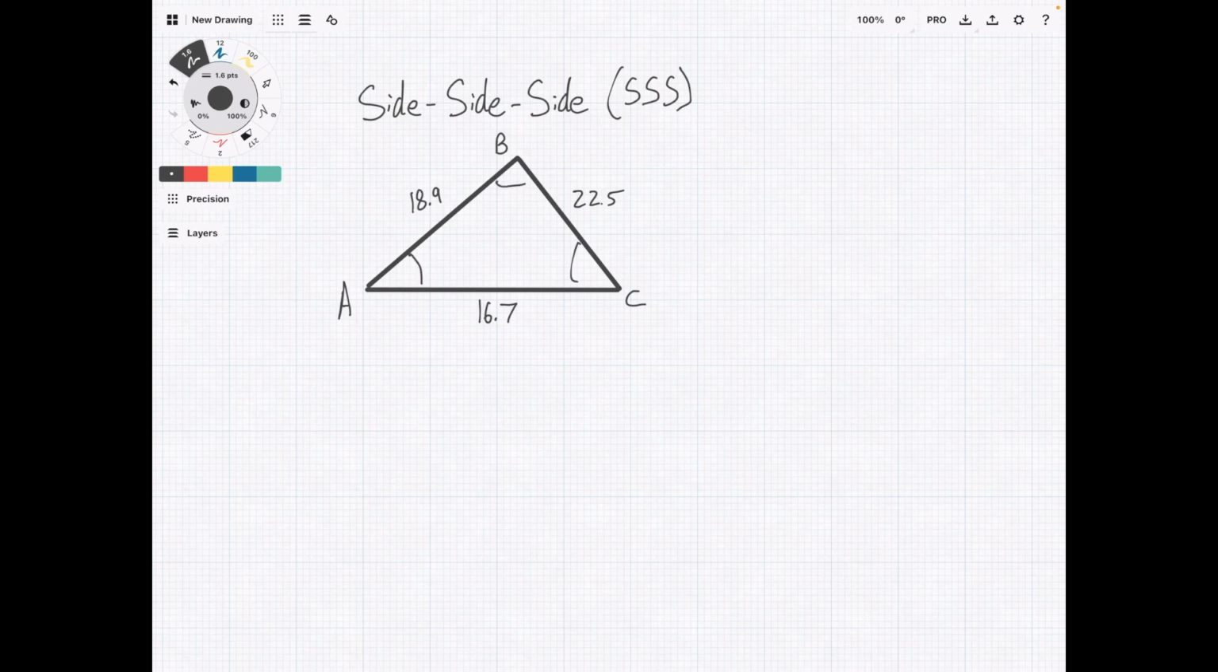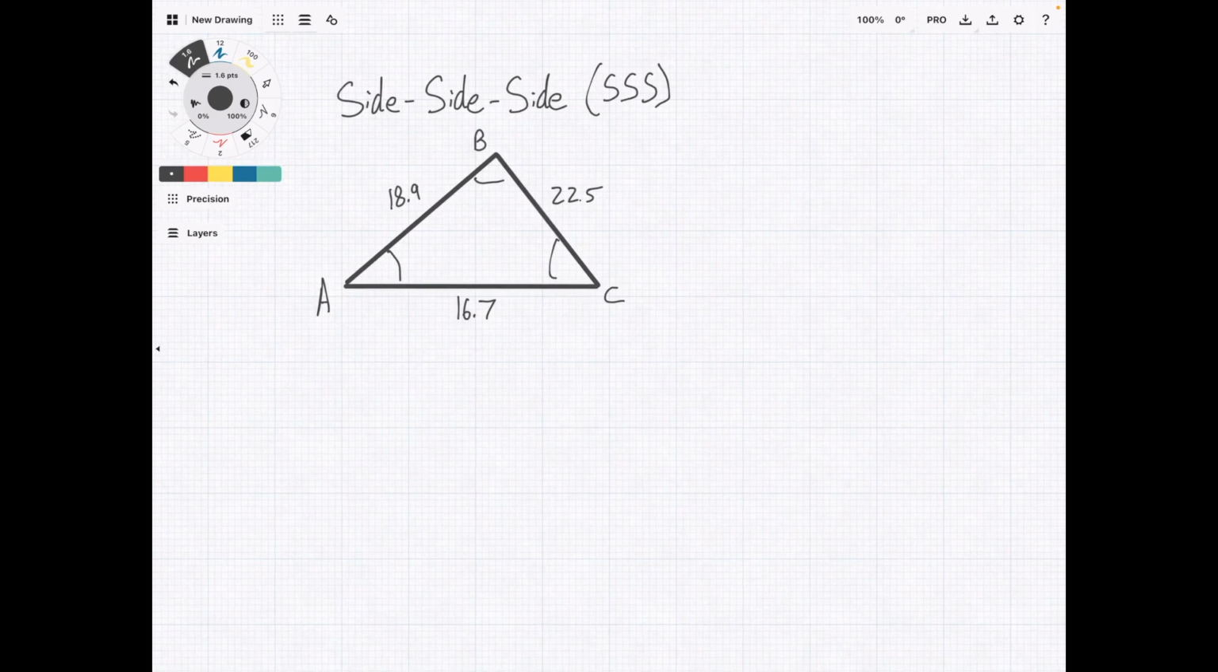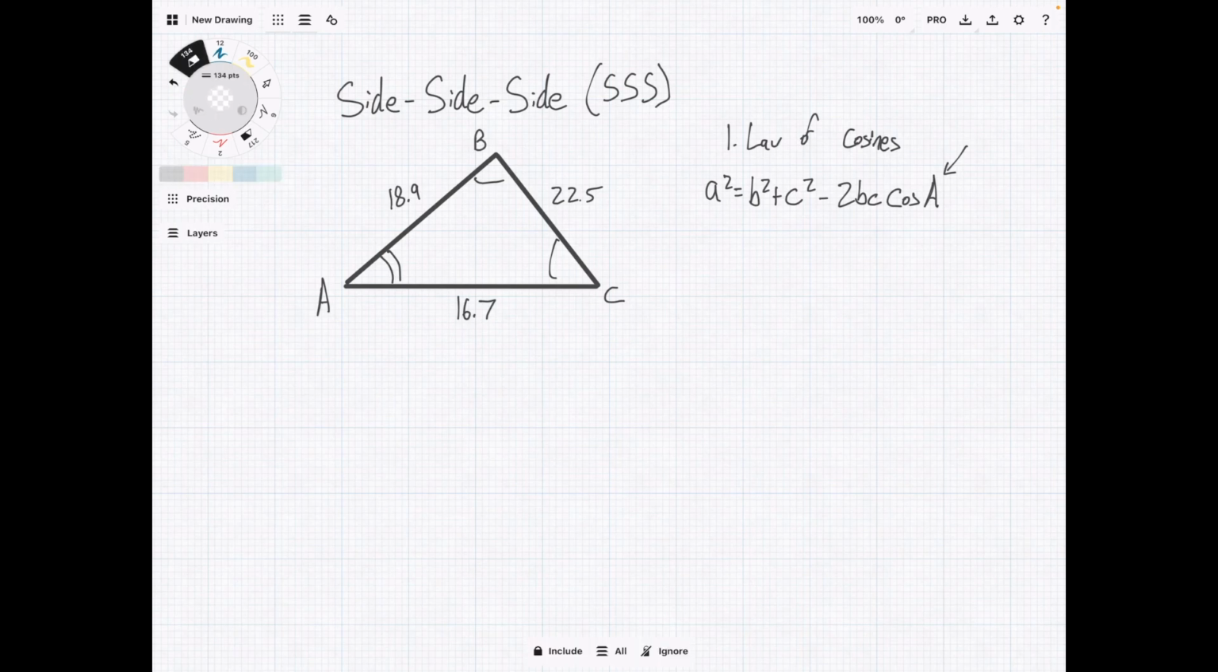So in this one, we're going to follow the same set of steps. First, we're going to start with the law of cosines. And here we're going to try to find angle A. So we're going to find this angle. So A squared equals B squared plus C squared minus 2BC cosine of A. And you'll notice that the angle's on this side of the equation, so we're going to have to do some rearranging to get that in the right spot. We'll plug in our values that we know. 16.7 squared plus 18.9 squared minus 2 times 16.7 times 18.9 times the cosine of A.